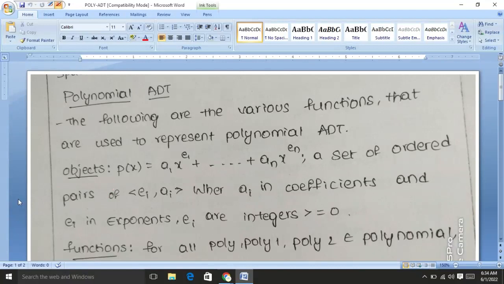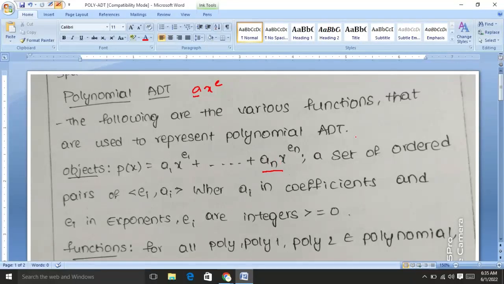We know that a polynomial is the sum of terms, where the terms are in the form a x to the power of e, where a is a coefficient, x is a variable, and e is the exponent. Here is an example of a polynomial p of x: a1 x to the power of e1 plus a2 x to the power of e2, and so on, with n terms, up to an x to the power of en.